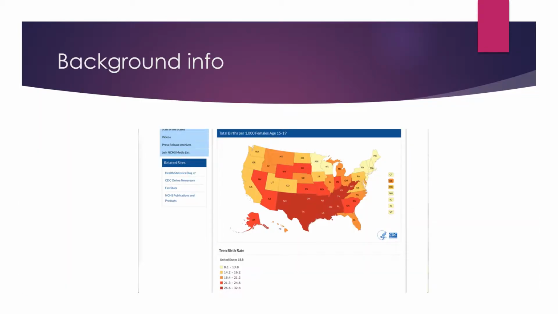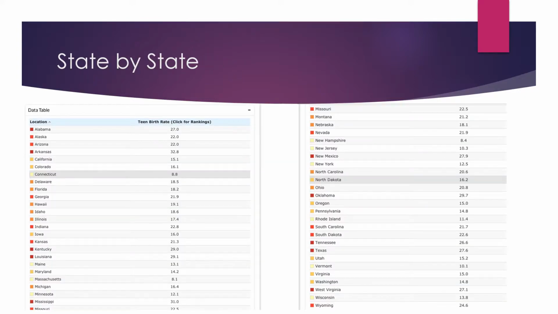I got my information from the CDC, and this is just an image of the states based on the percentages. The darker color is the higher rate based on 1,000 females from the age of 15 to 19. I thought it was really interesting that the South states were the ones with the highest teen pregnancy rate, and then the Northeast states were the ones with the lowest. I just thought it was pretty interesting how they were clumped together and it wasn't just scattered throughout all the states.